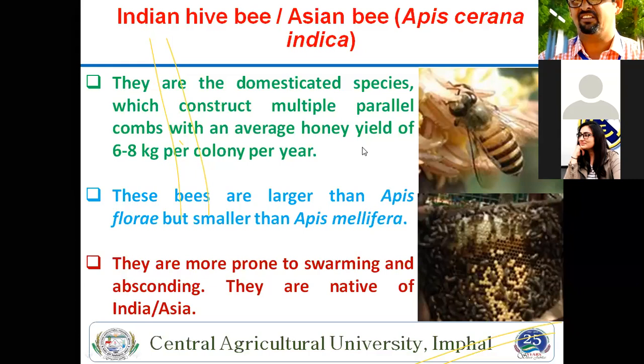And honey yield is 6 to 8 kg per colony per year. The yield is very less, but it is also very nutritive and has very high medicinal value. In this Manipur area and this NH area, most of this species is found. In this area, there is no Italian bee.